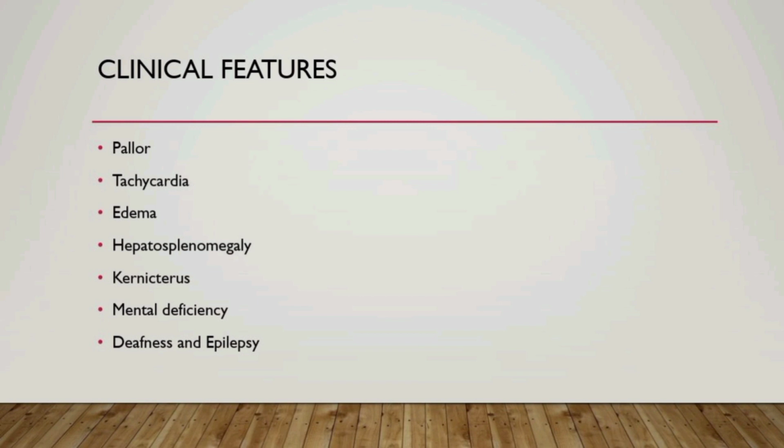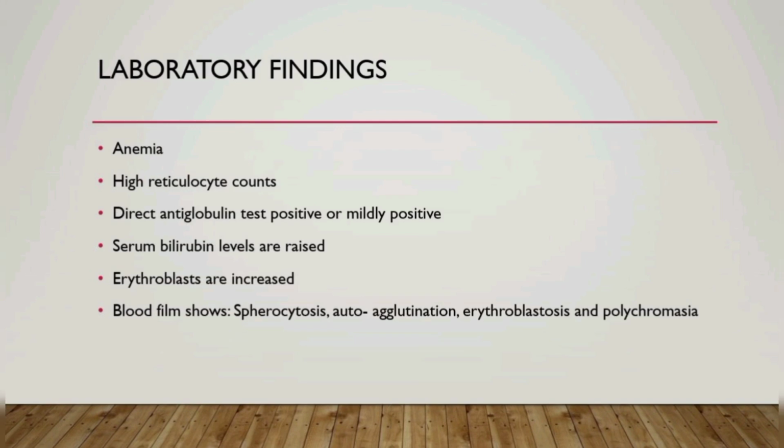In laboratory findings, first of all, we have anemia. Anemia occurs when Hb levels are less than 100 gram per liter. Reticulocyte counts are increased. Direct antiglobulin tests become positive because of the presence of sensitized RBCs with non-agglutinating antibodies. Serum bilirubin levels are increased as we have increased unconjugated bilirubin levels, which causes kernicterus, and erythroblast numbers are increased. In the peripheral film, we have spherocytosis. Spherocyte numbers are increased, and we have autoagglutination, polychromasia, and erythroblastosis.